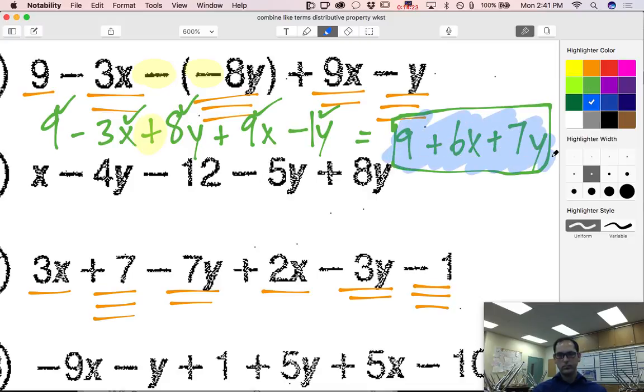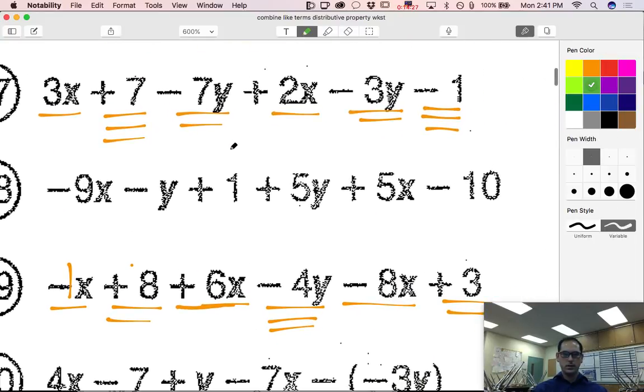Alright, now let's go to 17. 17 has 3x. Anything like terms with 3x? 2x. 3 plus 2? 5x. 7. Any other numbers? We said it was negative 1. So 7 minus 1 is going to be 6.